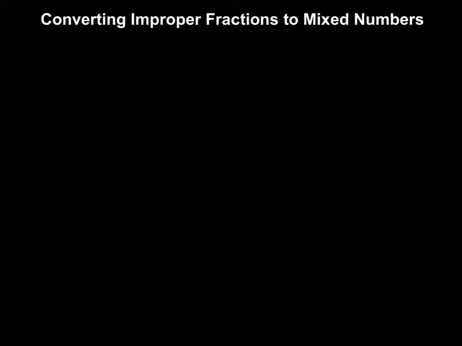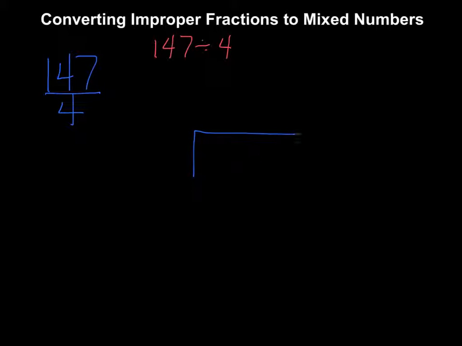For our final example, let's take a look at something much larger. So 147/4. Now, this isn't something we're necessarily going to do in our heads, and so since this means division, I should be thinking 147 divided by 4. Let's go ahead and throw this in a division box. So 147 divided by 4.